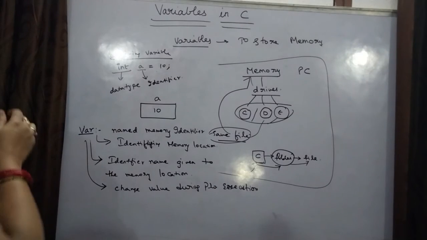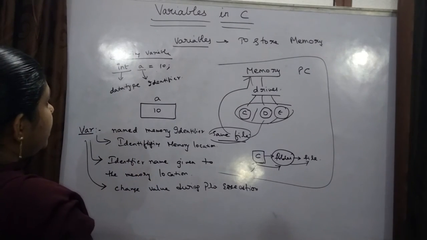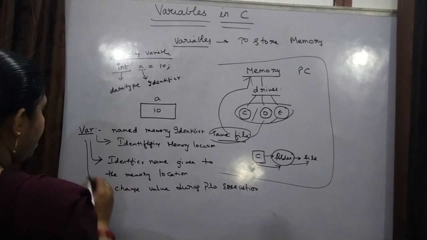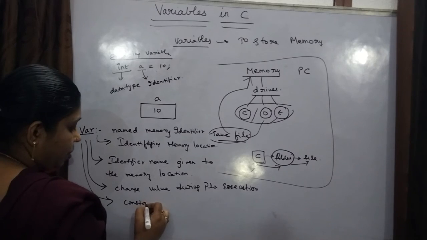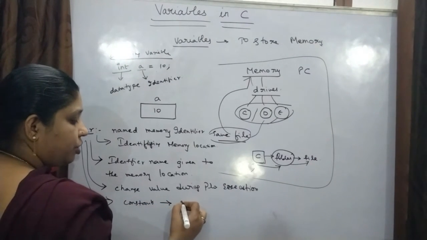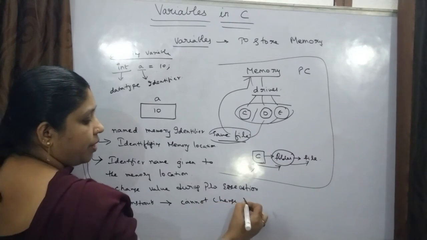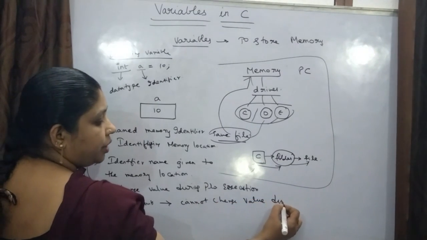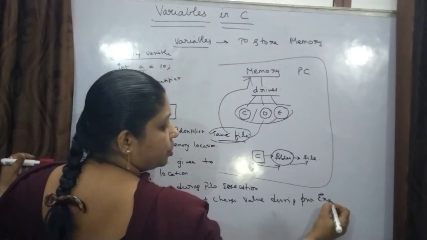And suppose this variable is declared as a constant, then you cannot change the value during program execution, right?